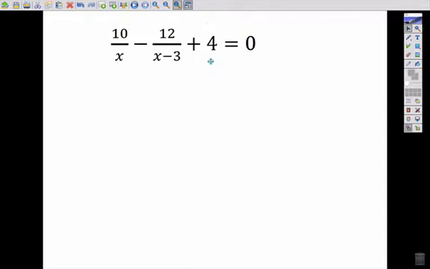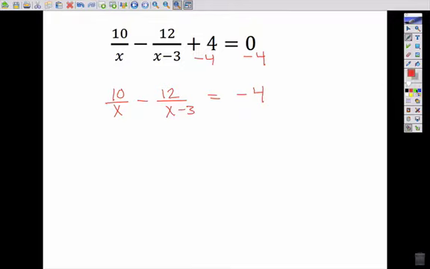But instead of worrying about the 4, I'm just going to subtract 4 from both sides of the equation. As long as you do the same thing to both sides, you keep the equation balanced. Now you don't have to do this subtraction of 4. It's just the way that I'm going to solve this one. So then we're left with 10 over x minus 12 over x minus 3. And now we have it set equal to negative 4.